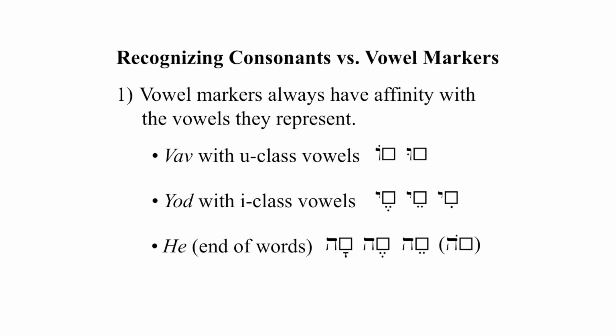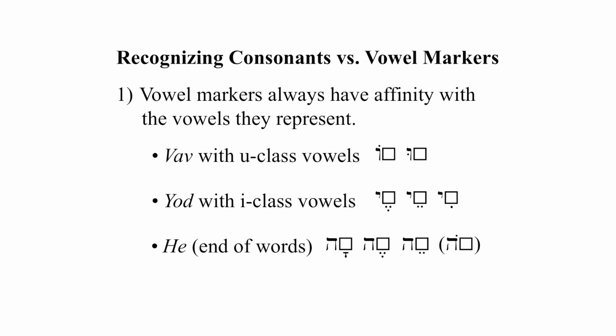But what about pet, or a? I can hear an H sound, or O. In those four cases, the letter He can be said to have affinity with those vowels, and it is legitimate to use the letter He as a vowel marker for those sounds. Now, remember, it's mostly used with the A vowel, but it can be used with those others.